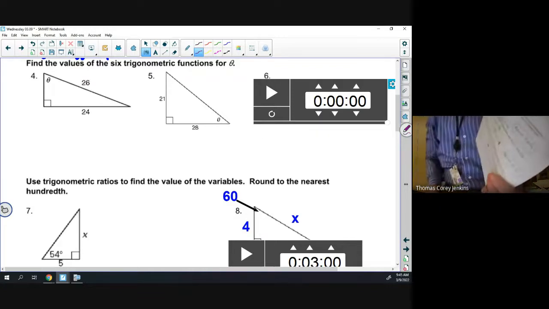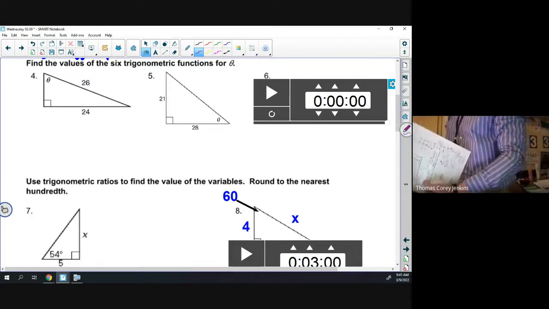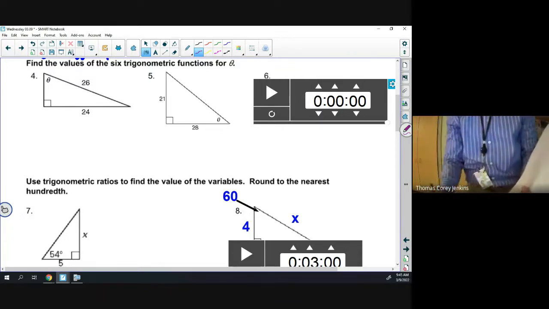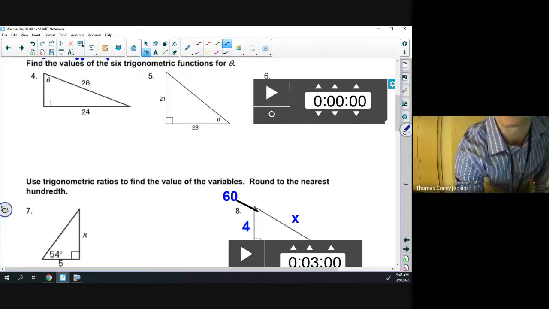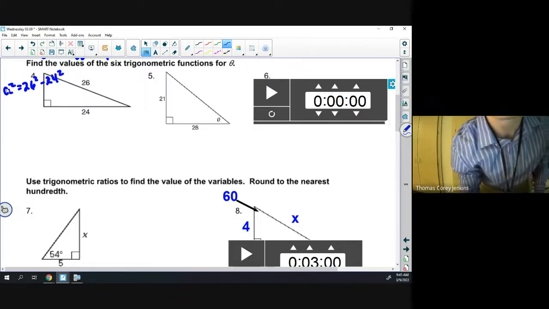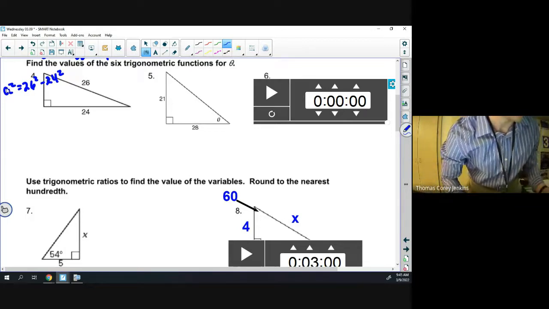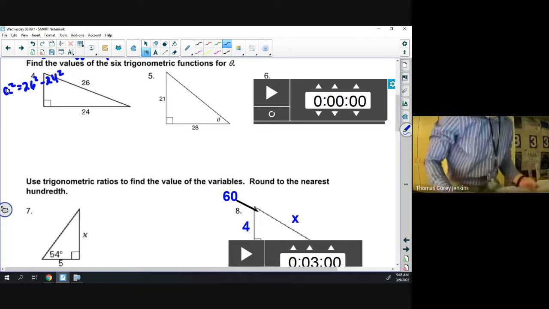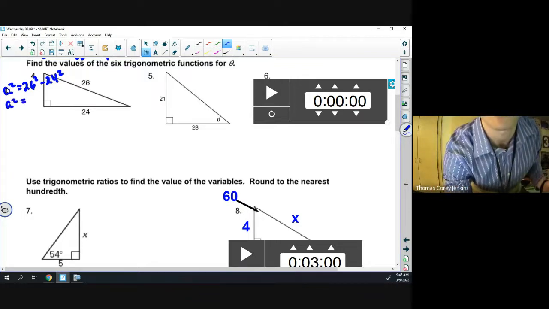So we have an extra step on these because they only give us 2 out of 3 sides. And remember, anytime you have 2 out of 3 sides, you could use the Pythagorean theorem. To find our missing side, we're missing a leg here, so we could say a squared equals 26 squared minus 24 squared. And the value of that is, let's see, 100. So we get a squared equals 100, and so a equals 10, okay?